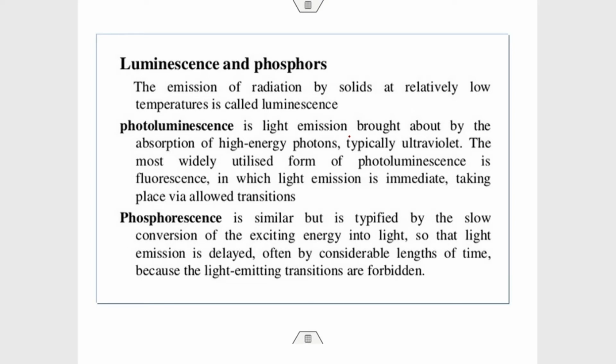All of you know fluorescent microscopes, in which light emission is immediate, taking place by allowed transitions. But you can also have phosphorescence, in which slower conversion of the excited energy into light happens, and that means the emission of light is basically delayed, and this is basically due to forbidden transitions. So, you can have both fluorescence and phosphorescence, depending on what type of transition is taking place. If the transition is fast and allowed, then it will be fluorescence. But if it's forbidden and slow, then you can term it phosphorescence, okay.